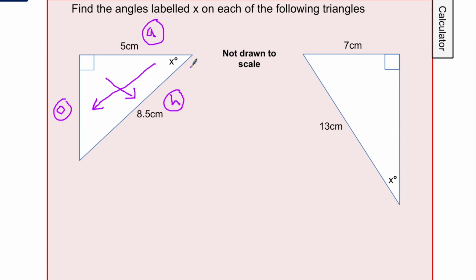And then identify which equation we're using. We're not given O and we're not finding it, so let's cross that out. So it's A and H, so that's the CAH part. So in other words, cos of the angle, which we're told is X, equals the adjacent, which is 5, over the hypotenuse of 8.5.